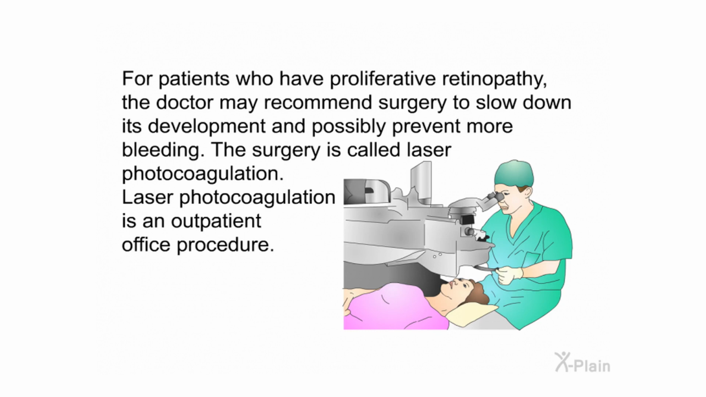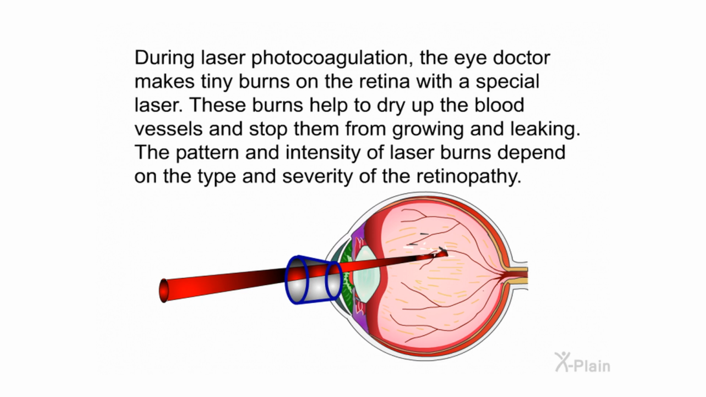For patients who have proliferative retinopathy, the doctor may recommend surgery to slow down its development and possibly prevent more bleeding. The surgery is called laser photocoagulation. Laser photocoagulation is an outpatient office procedure. During laser photocoagulation, the eye doctor makes tiny burns on the retina with a special laser. These burns help to dry up the blood vessels and stop them from growing and leaking. The pattern and intensity of laser burns depends on the type and severity of the retinopathy.